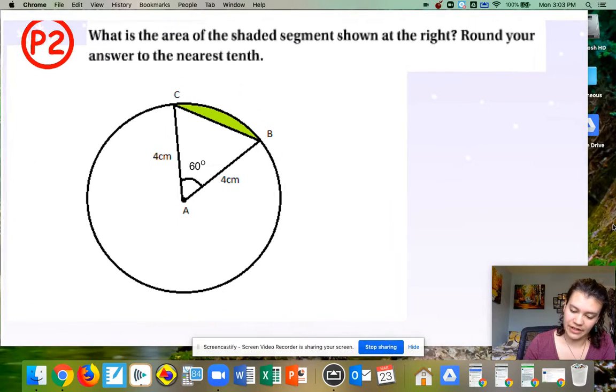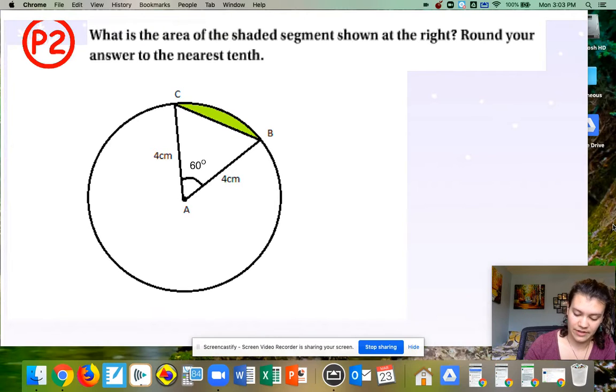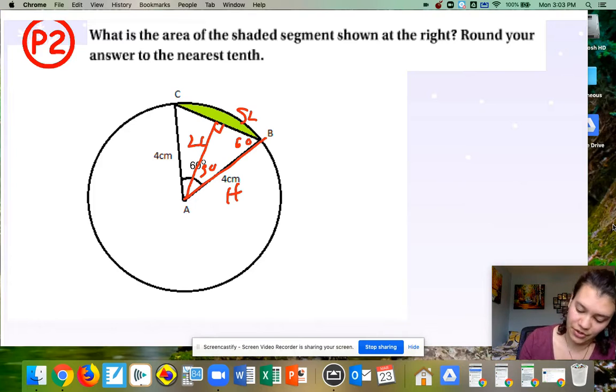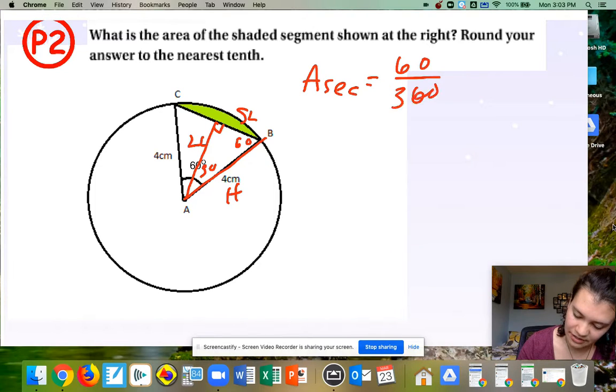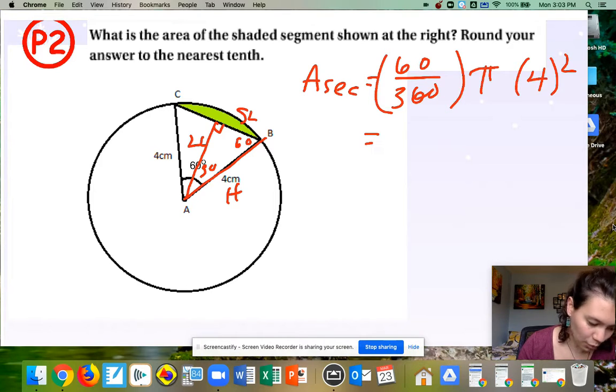So here we want to find the area of our shaded segment. We have our radius is 4 again, and our angle is 60. So I'm going to break this up into our triangle off the bat. So we get our nice 30, 60, 90 triangle, our hypotenuse, short leg, and long leg. So if we do the area of the sector first, you have 60 divided by 360 times pi times 4 squared will give you 8.378 centimeters squared.